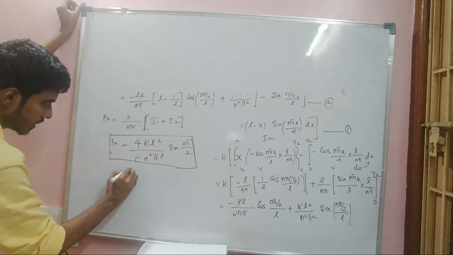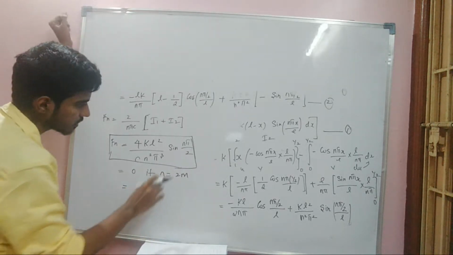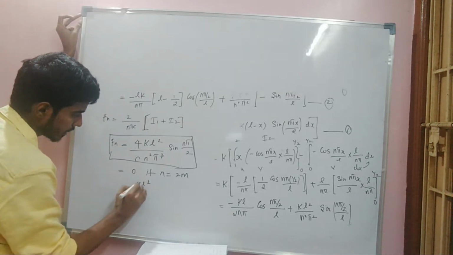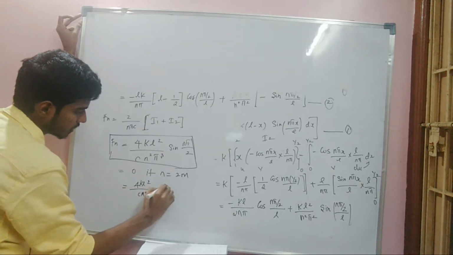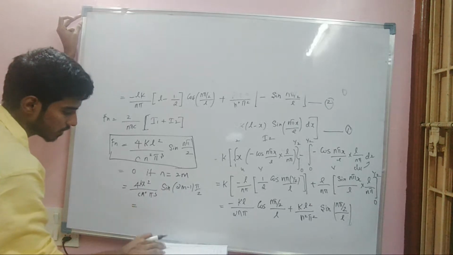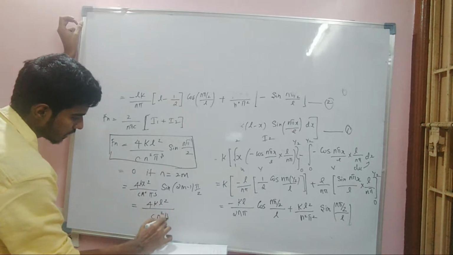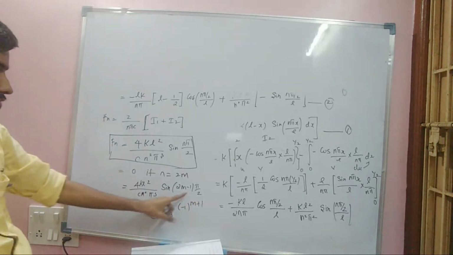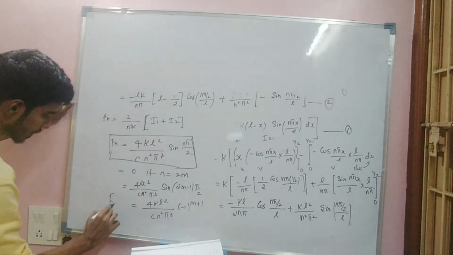So again this will be 0 when n is equal to 2m, and when n is odd, this will be 4k L square by c n square pi cube, times sin (2m minus 1) pi by 2. So sin (2m minus 1) pi by 2 is nothing but minus 1 whole power m plus 1. So 4k L square by c n square pi cube, minus 1 whole power m plus 1. So when the sine of odd multiple of pi by 2, it will be minus 1 whole power m plus 1. So this will be the answer, right? F(2m minus 1).